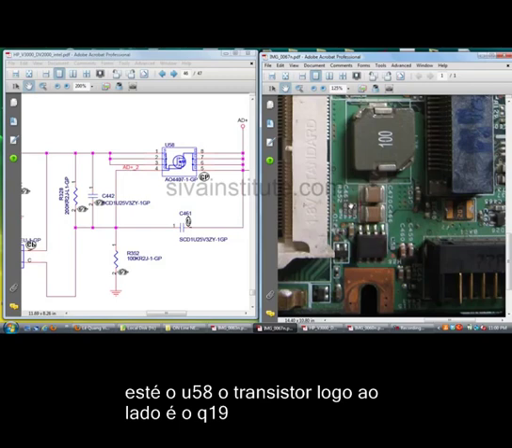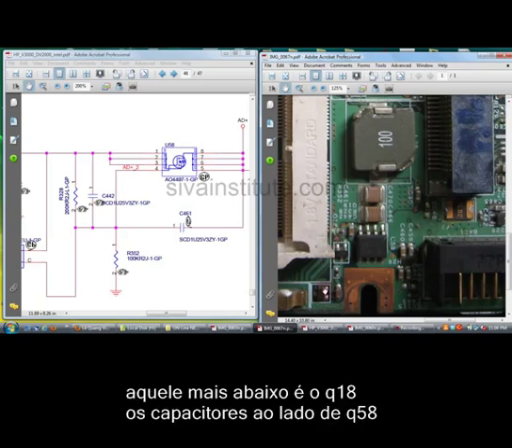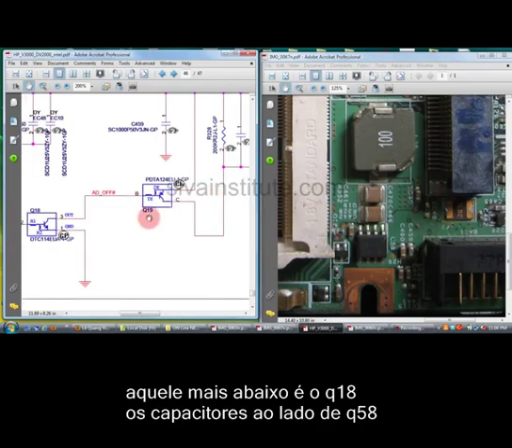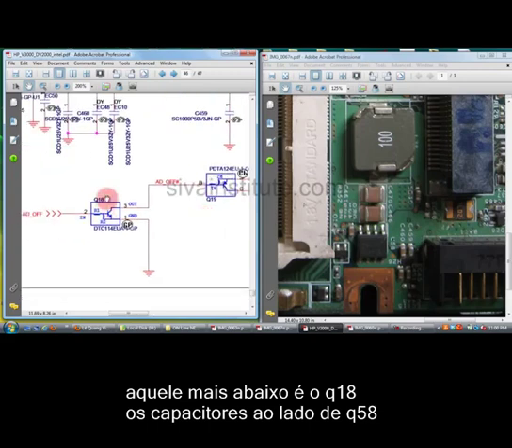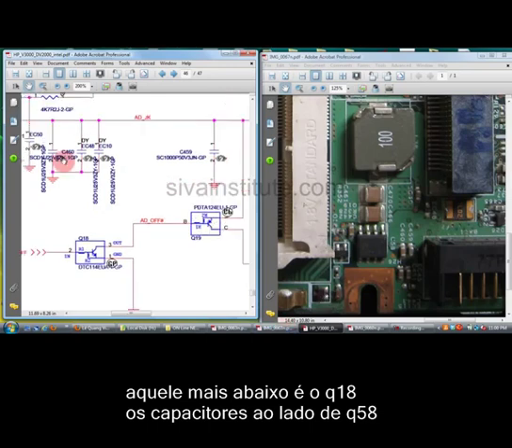This is U58. This is Q19. See here, Q19. This is Q18.